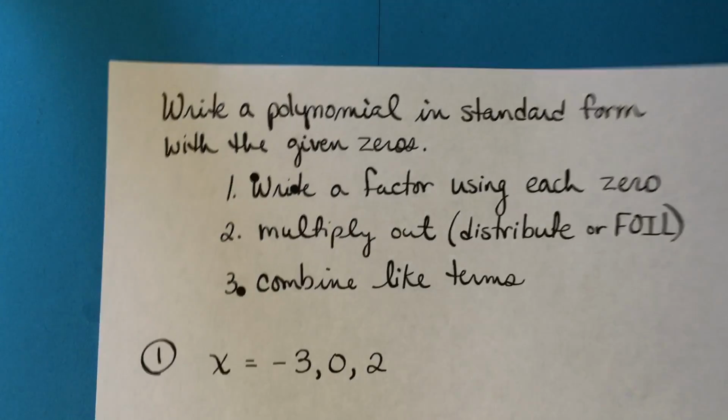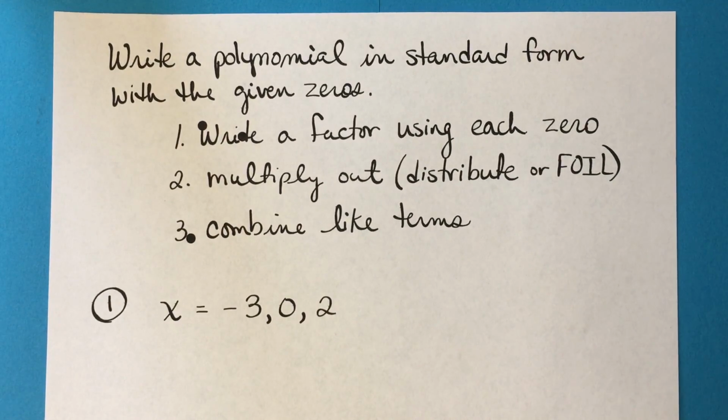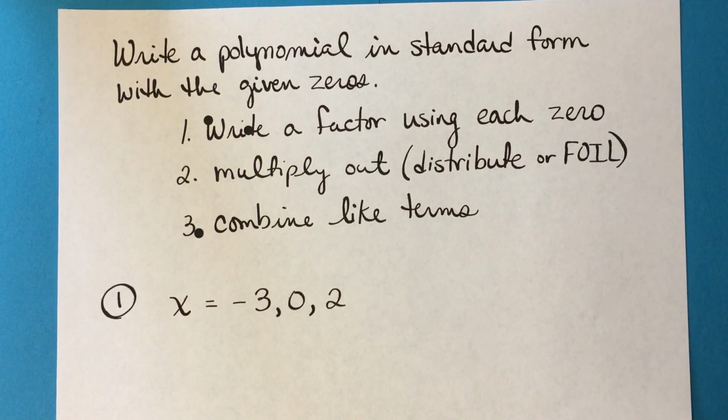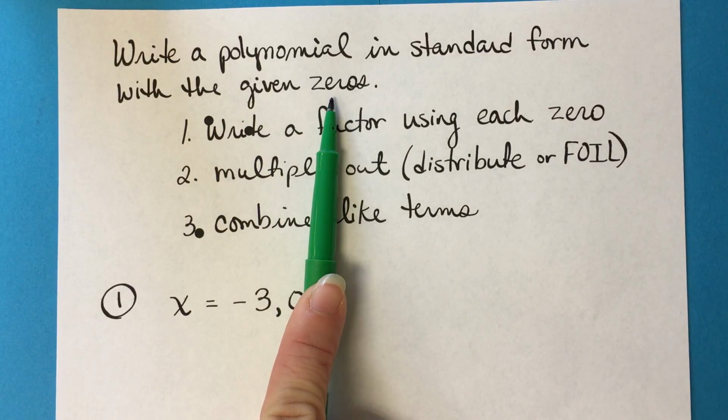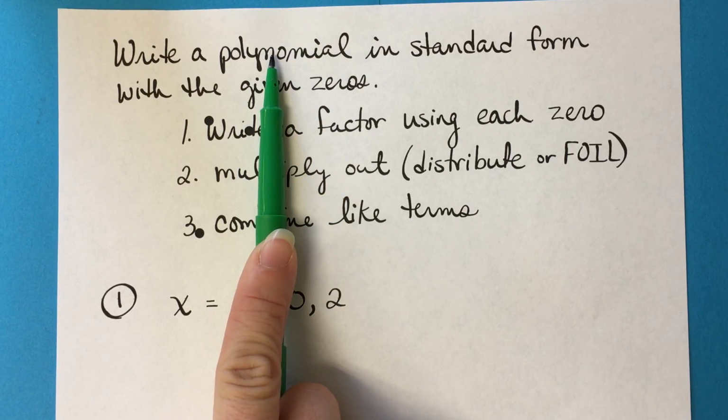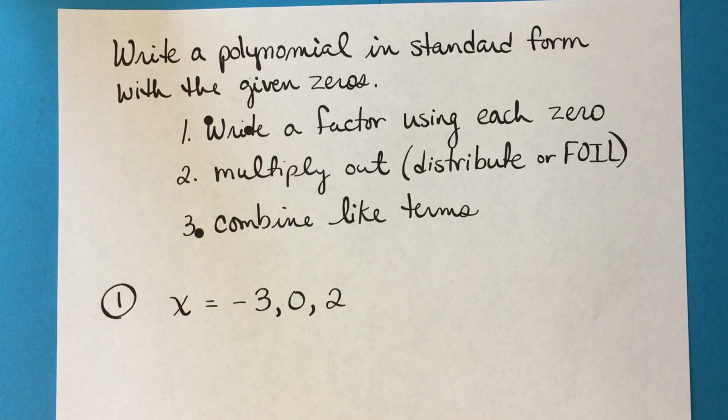So using that knowledge, here's the first thing that we're going to do. We're actually fixing to work backward. You're asked to write a polynomial in standard form with the given zeros. So you're going to start out with the zeros, remember, which is the same thing as solutions, and you're going to come up with the polynomial. Like I said, this is actually working backward of what you're used to doing. You're used to getting the polynomial and having to find the answers. You're going to know the answers and find the polynomial.